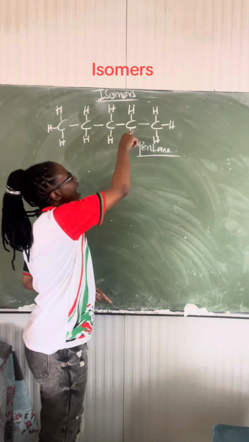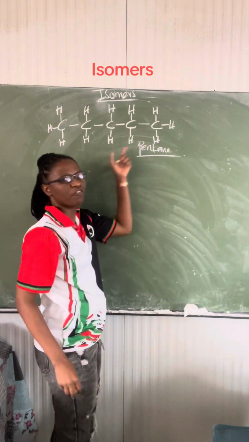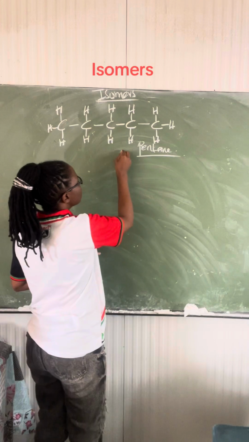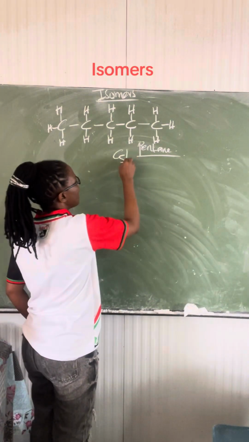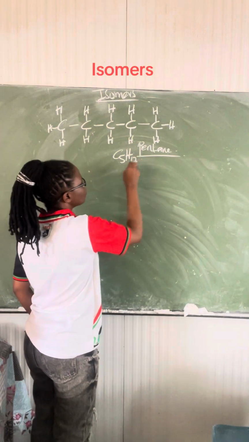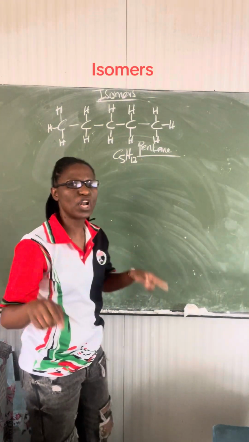If we are to write the molecular formula of this compound, it is going to be C5 because there are 5 carbons, and the number of hydrogens is 12. So this is the molecular formula.